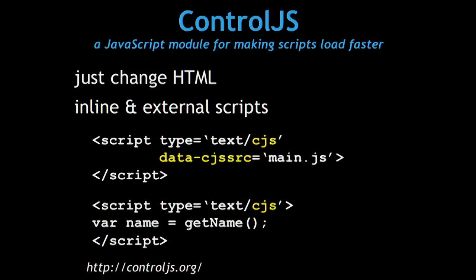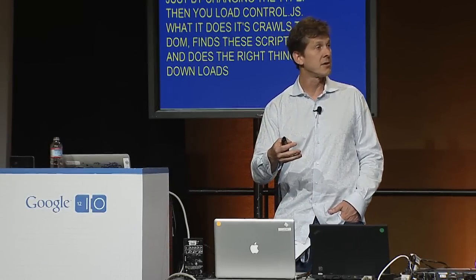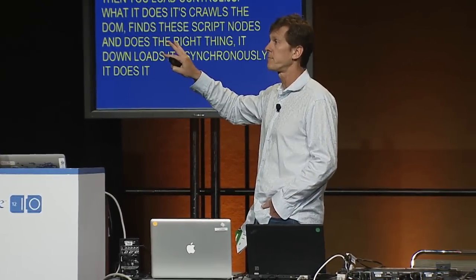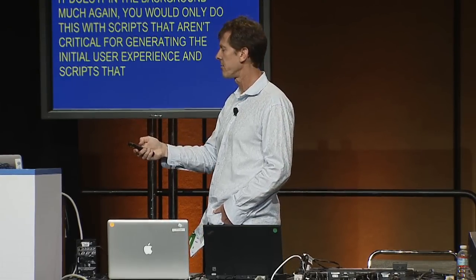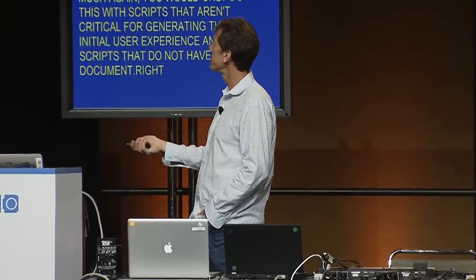And then you load Control.js. What it does is it crawls the DOM, and it finds these script nodes, and it does the right thing. It downloads it asynchronously, in the background. Again, you would only do this with scripts that aren't critical for generating the initial user experience and scripts that do not have any document.write. But I think it's a little easier to get on top of.